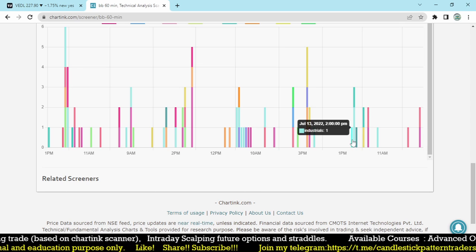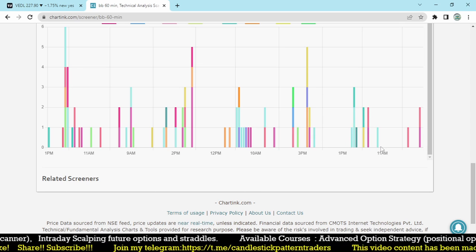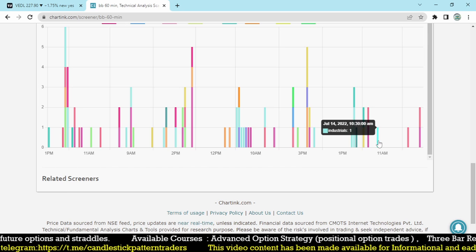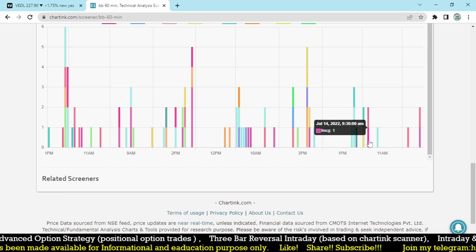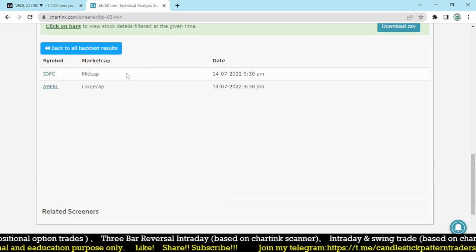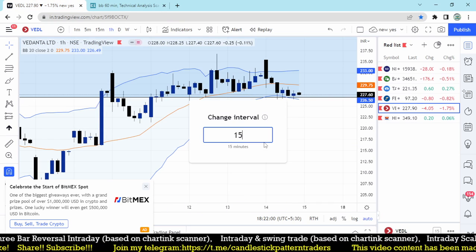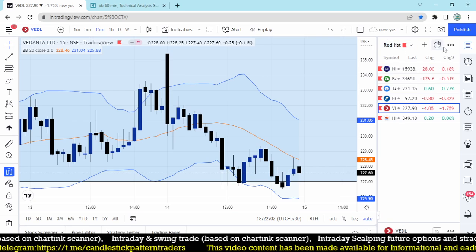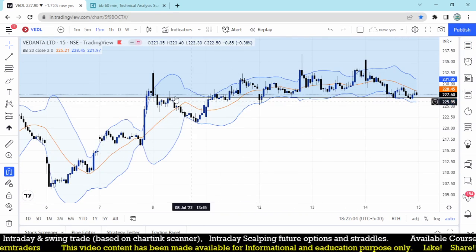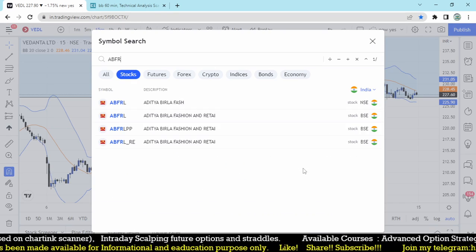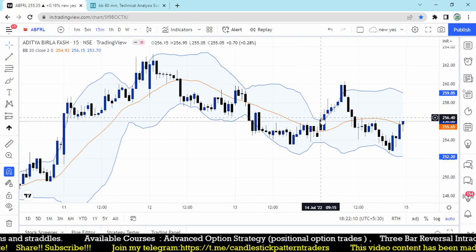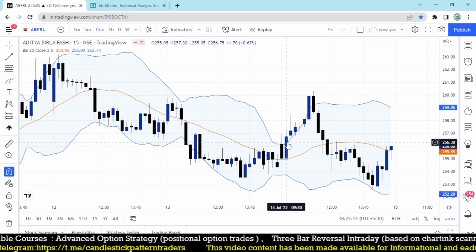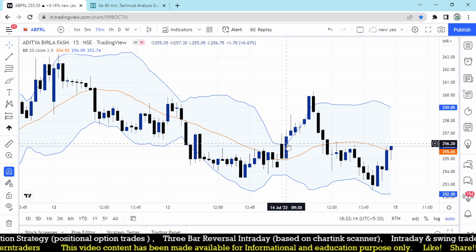And today we got the first stock on 30th July. So we have it on the 14th, right? So here at 9:30, this happened yesterday. At 9:30 we have two stocks, IDFC and another one. It's about the 15 minute Bollinger Band. Let's try it, the 15 minute Bollinger Band. Where is it? This one at 9:30 today.